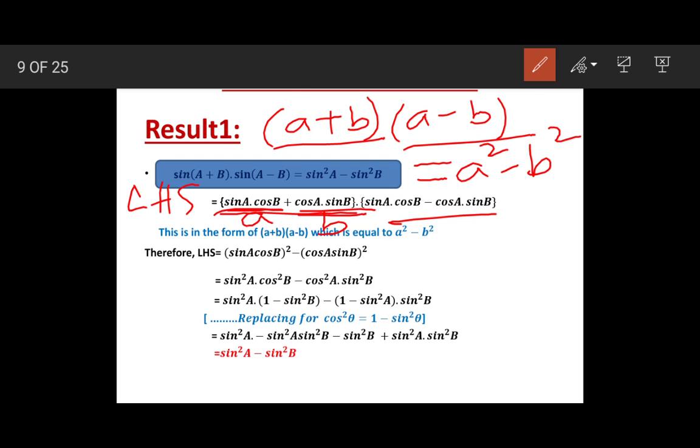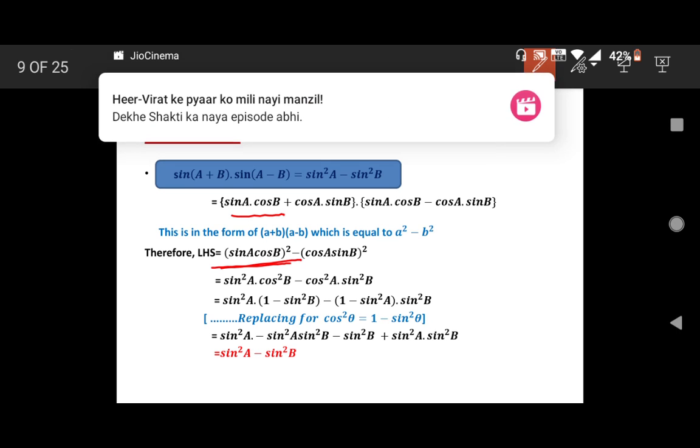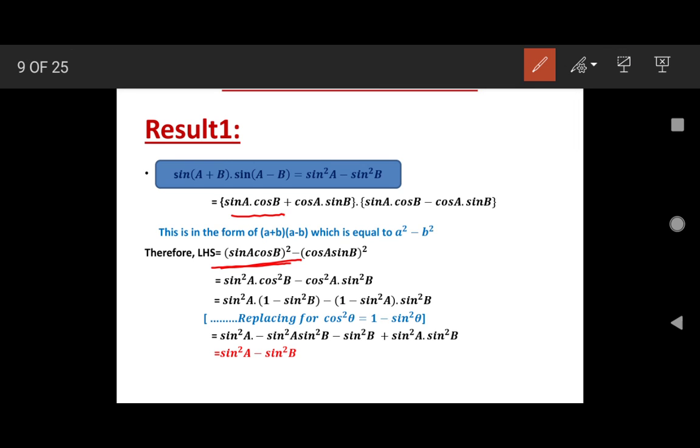right? So by using this result, we can write the left hand side as equal to the a part whole square, meaning (sin a cos b) whole square, minus (cos a sin b) whole square, right? Now that means sin square a into cos square b minus cos square a into sin square b.